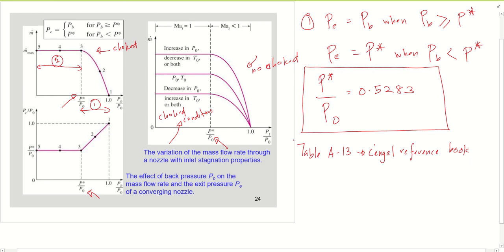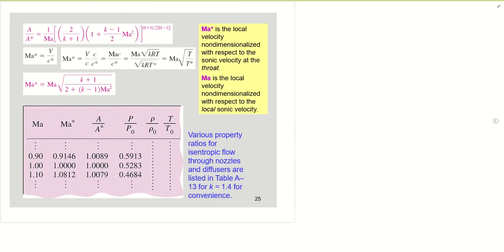By doing the next example, we can understand how to obtain it. This is part of Table A13 for air. For an ideal gas, which is air, k equals 1.4. The most important is P star over P stagnation, at Mach number equal to 1. At this condition, P star over P stagnation equals 0.52883. If it is higher than this value, it is not a choke condition. If it is lower than this value, it is choke condition.